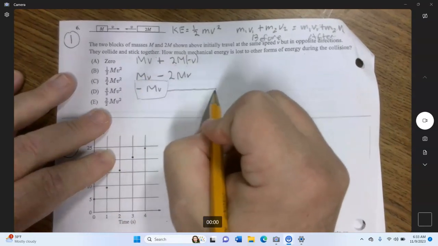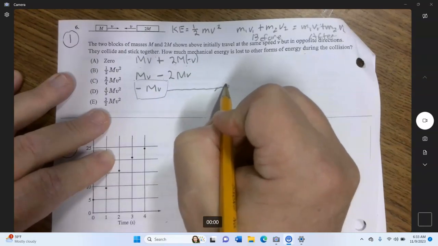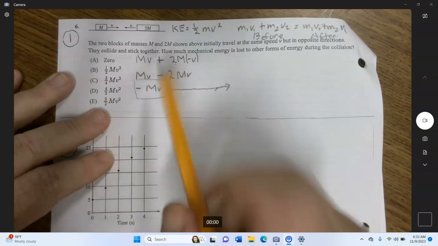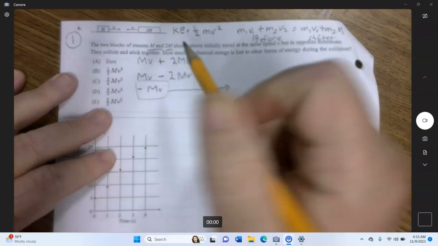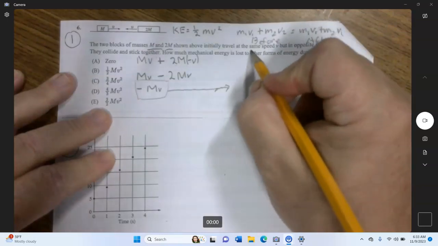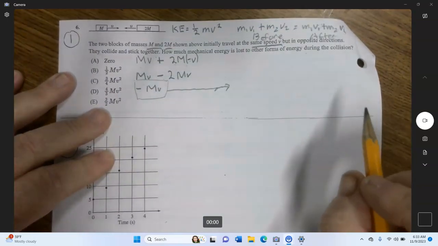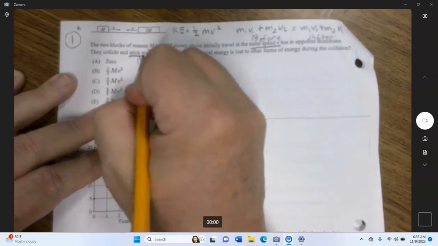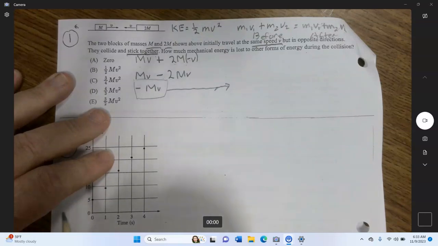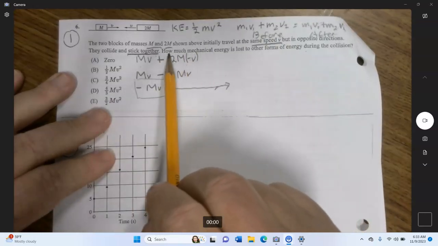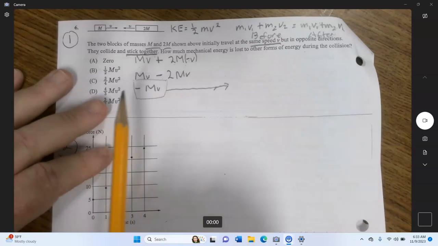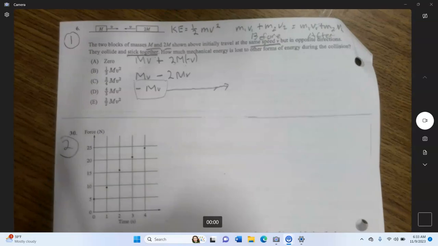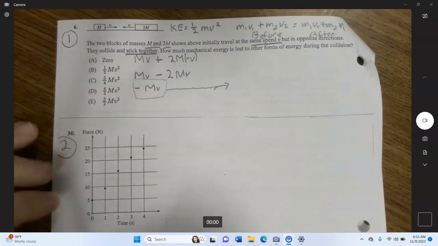Now you come over here and do conservation of momentum. So after, let's read this carefully. Two blocks of masses m1 and m2, so you want to underline those. Initially travel at the same speed v, that's key. The v is the same in both cases, but in opposite directions. They stick together, that's a key. The inelastic collision. So it's not going to be conservation of energy. How much mechanical energy is lost to other forms of energy? In other words, just lost, okay? Because energy is neither created nor destroyed, so it has to be lost to other forms of energy.